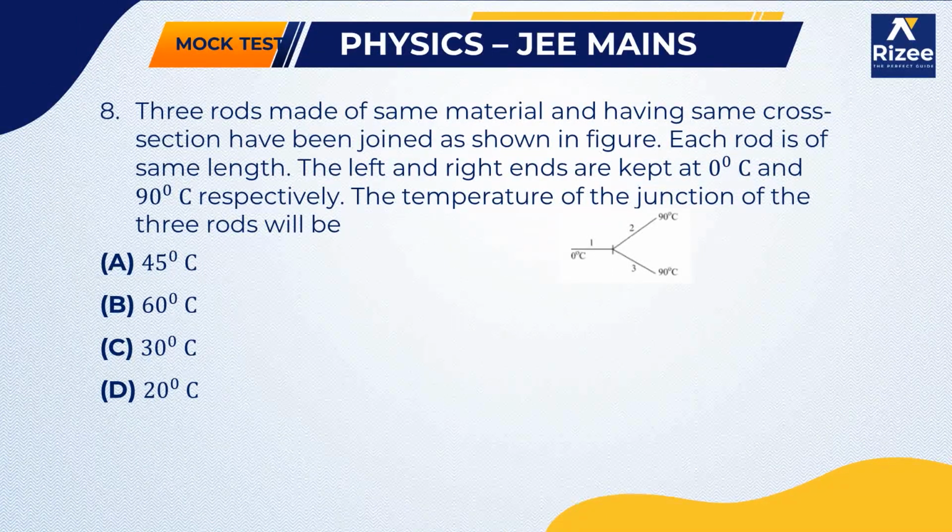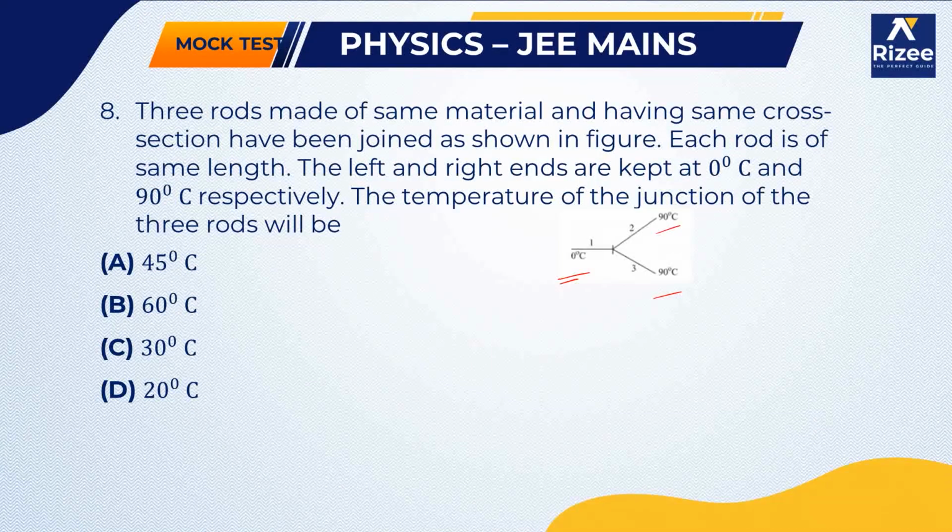Three rods made of the same material and having the same cross section are joined as shown in the figure. Each rod is of the same length. The left and right ends are maintained at 0 degrees and 90 degrees. He has given this as 0, this is 90 degrees, and this is also 90 degrees. He is asking for the temperature of the junction.